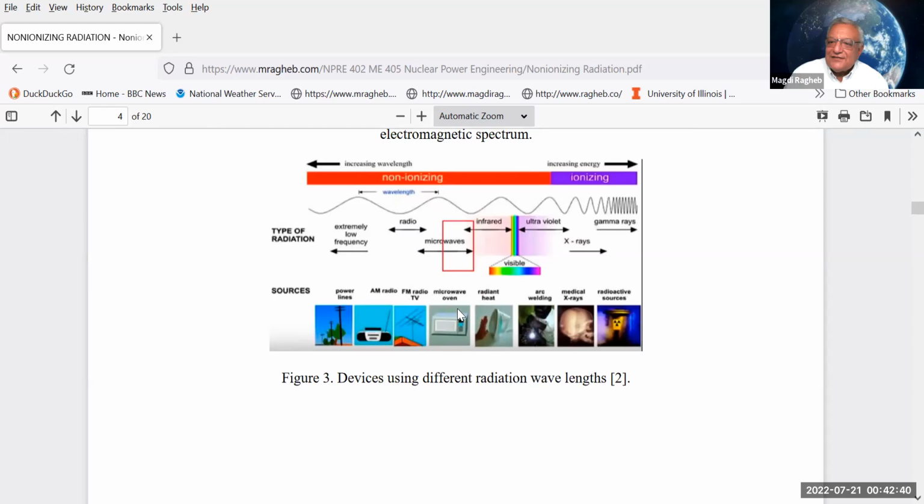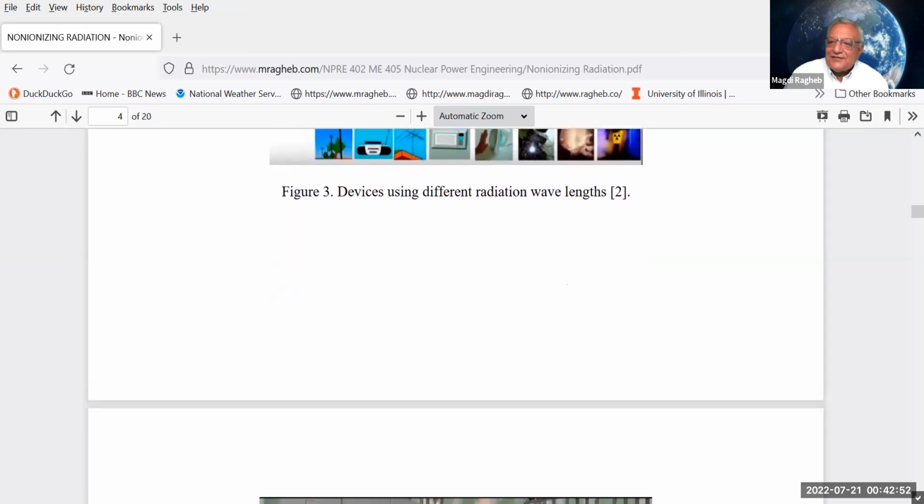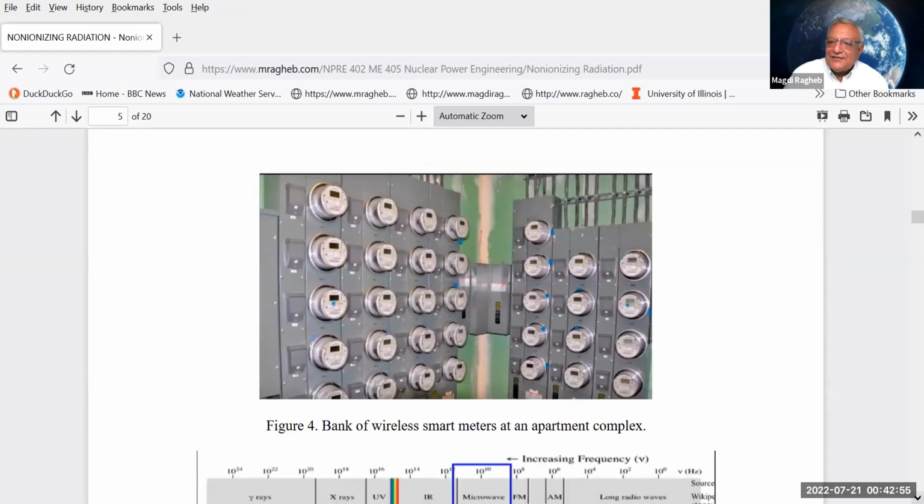FM, radio, and TV, microwave ovens. If you stand next to your microwave oven, definitely you are using microwaves to cook the food. And in that case, we are exposed to it in some way. This is a bank of meters in an apartment building. As you could see here, meters that measure the use of electricity in different parts of the building, each apartment, and all of them are wireless. They call them smart meters, and basically they use microwaves to transmit the measurements.